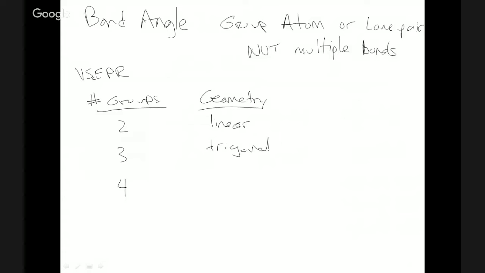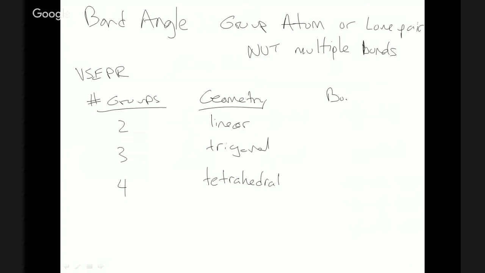And the 4 groups is where it gets tricky. If you're in one plane, 4 points equidistant from each other would be a square. So we would call it square planar, but it's not. These 4 groups are going to orient themselves as far away as possible, and that's going to be tetrahedral. We'll spend quite a bit of time talking about tetrahedral.